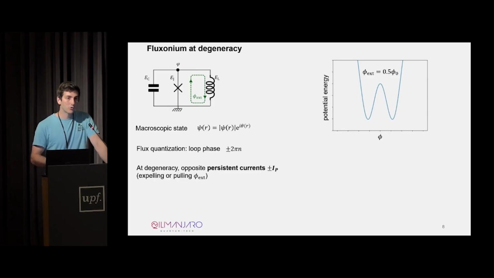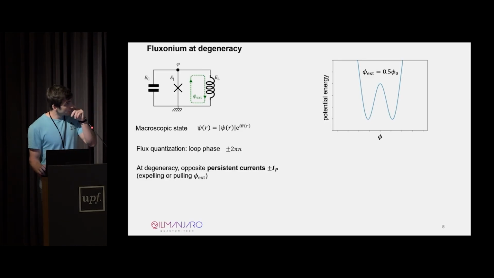Whenever you constrain such a microscopic state in a superconducting loop, as represented there in the circuit, this phase must be single valued. So it means that if you constrain this state in this loop, it must satisfy what we call flux quantization, which says that the superconducting loop phase must be a multiple of 2 pi.